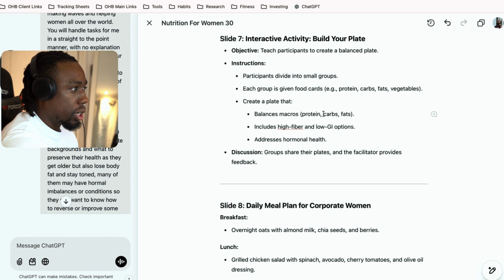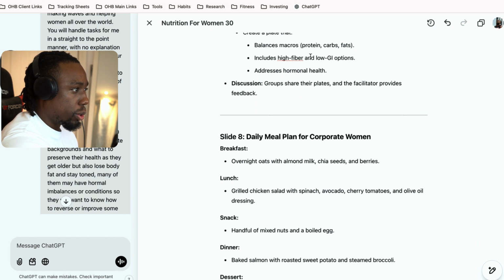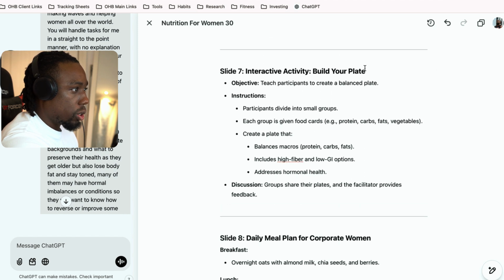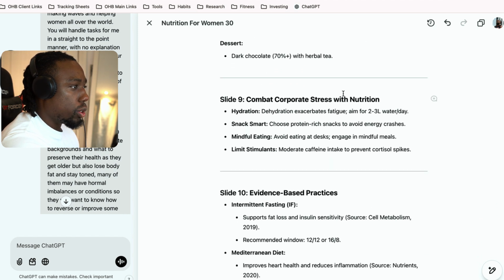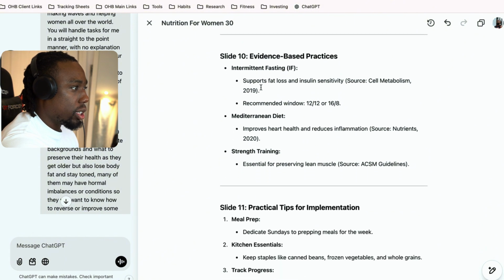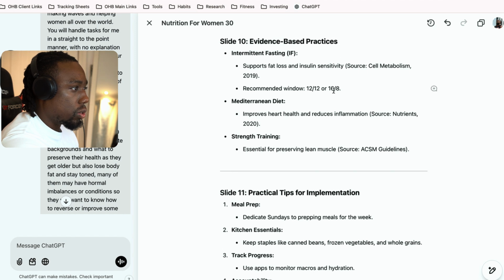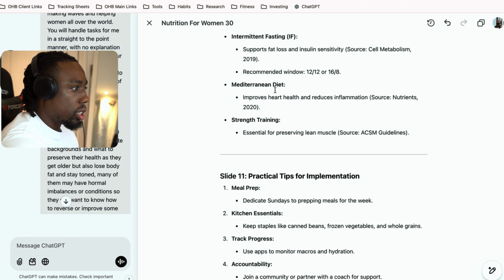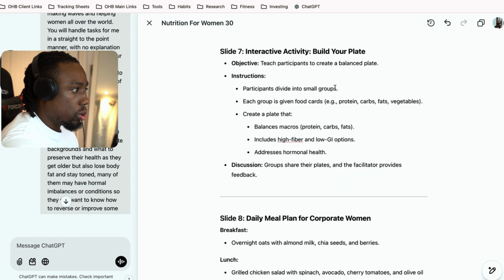This is actually a very smart idea. If you're doing some sort of corporate health program, that's actually really cool. Build a plate. Daily meal plan for corporate women. Nice. Combat corporate stress with nutrition. Evidence-based practices: intermittent fasting supports fat loss and insulin sensitivity. Recommended window 16:8. Nice. Mediterranean diet, strength training, practical tips for inflammation, Q&A, and resources.